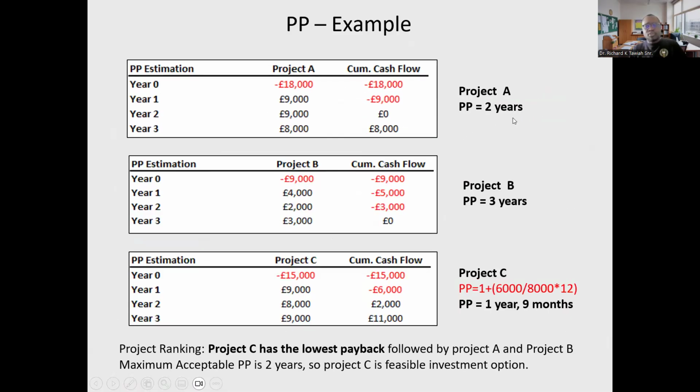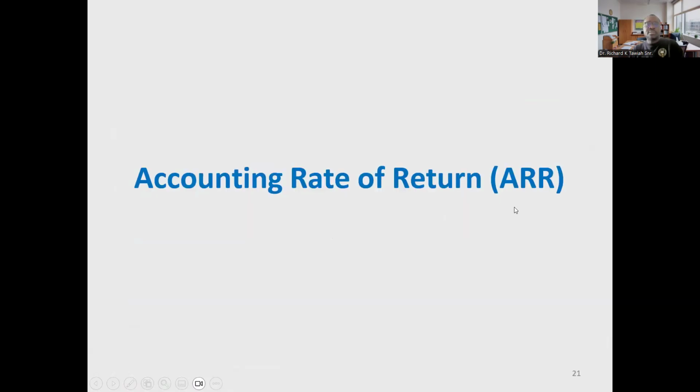Project A will pay us back in 2 years. B will pay us back in 3 years. And C will pay us back in 1 year, 9 months. C has the lowest payback period. Go for it. Go for it. If you have too much money, you can go for project A as well. But ignore B because it is above that threshold.